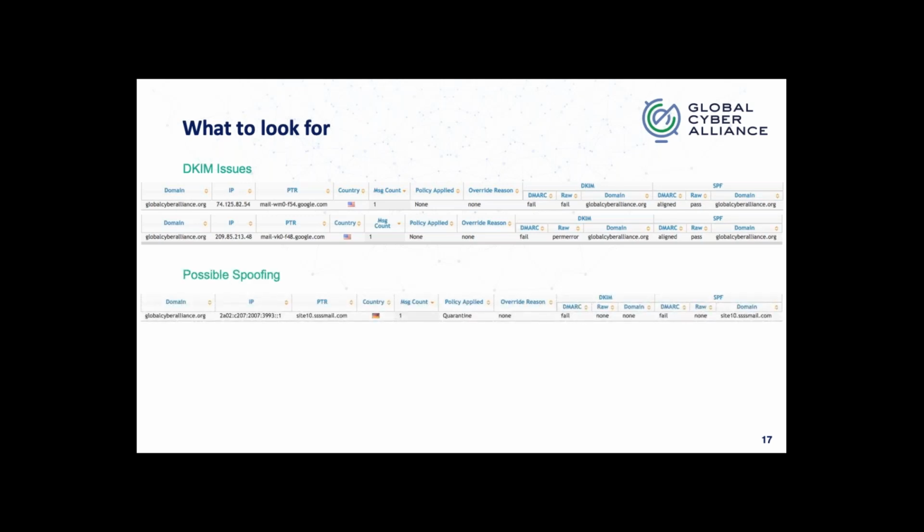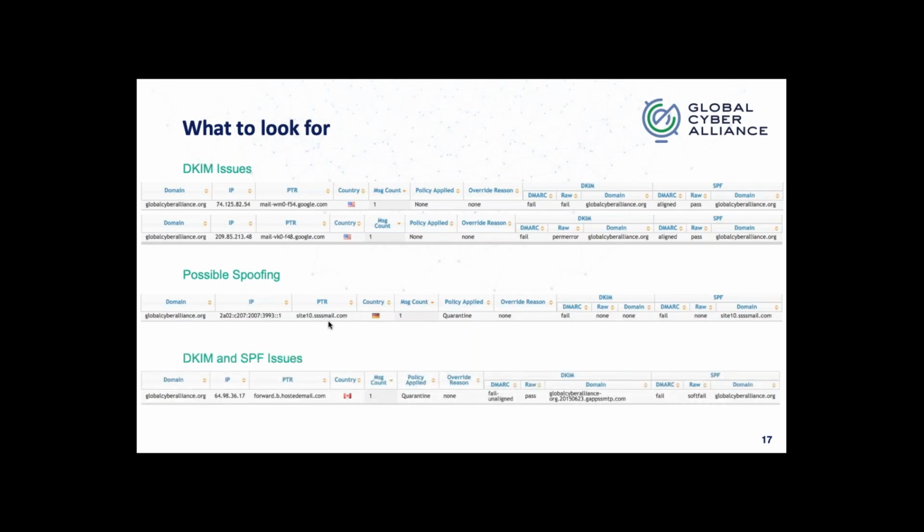Spoofing. Where you're going to see spoofing is if you see, in the SPF or DKIM, a domain that you don't know. That's most likely going to be a spoofed message, or it could be a forwarded message in some cases, depending on the situation. So that's where you ask, is this something that we need to use, and is it valid? And then DKIM and SPF issues, right?